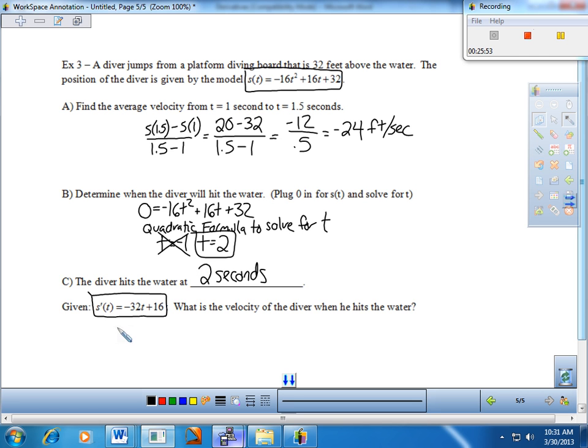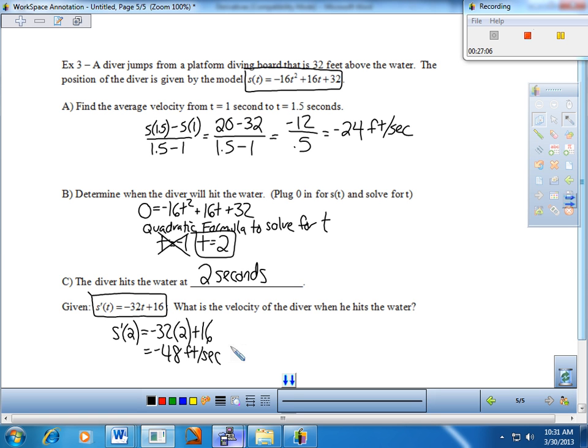So very simply, we know the diver hits the water at exactly 2 seconds. So that is our x value, so to speak, our input. So we literally just put that into the derivative. -32 times 2 plus 16. And when you do that, you end up getting -48. And here we go, guys, feet per second.